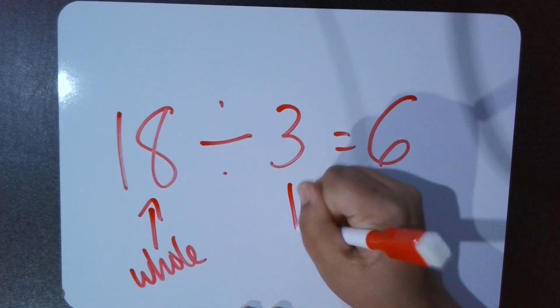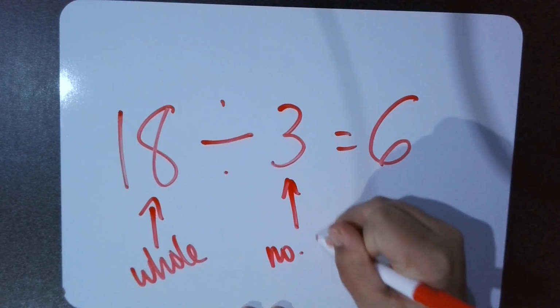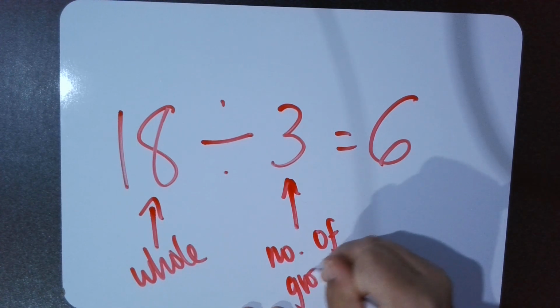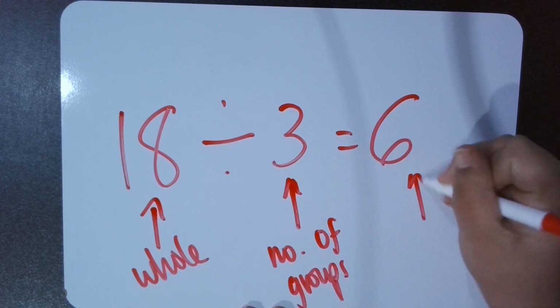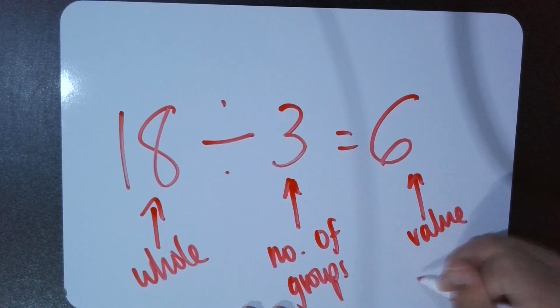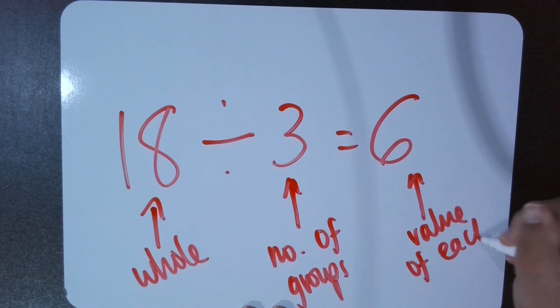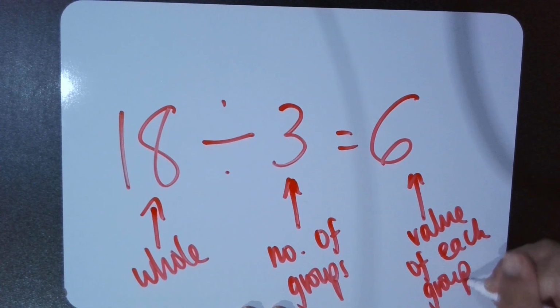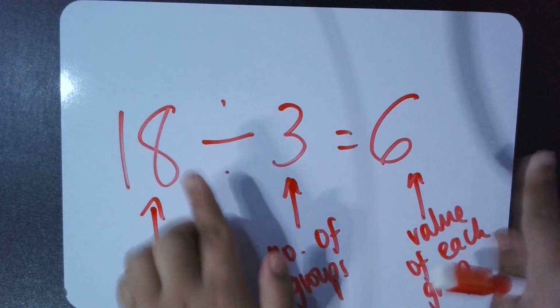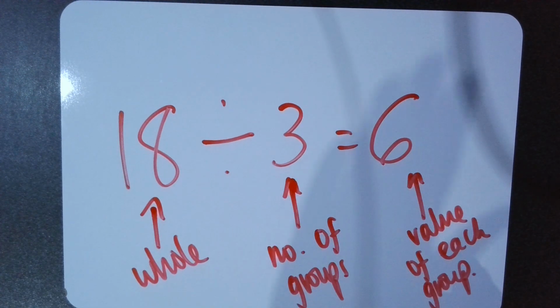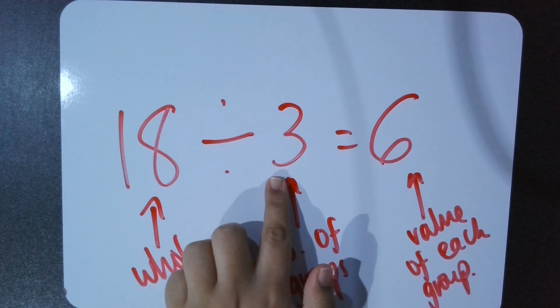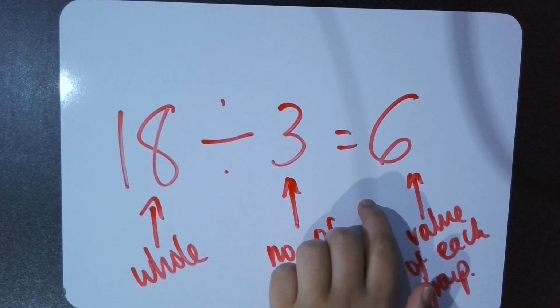Then we knew our number of groups. Alright, number of groups. And that gives us the value of each group. These two can swap around. However, the whole always stays at the front. We always begin with the whole in division. Great, so we can say 18 divided into 3 equal groups gives us 6.